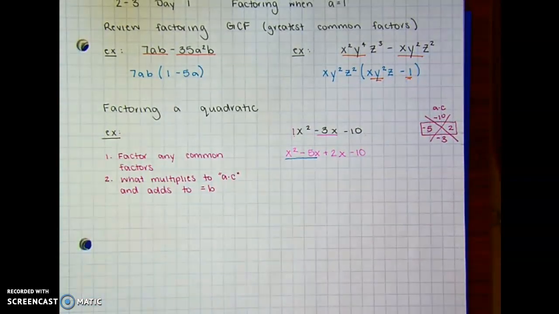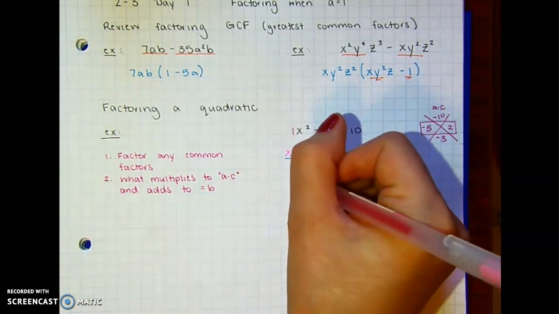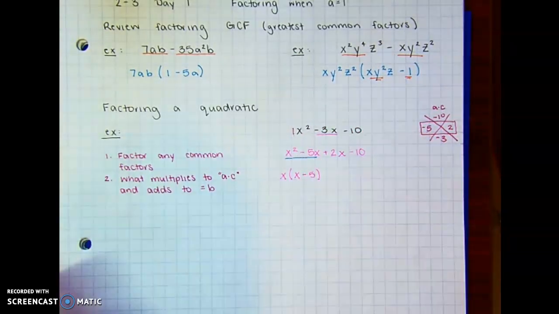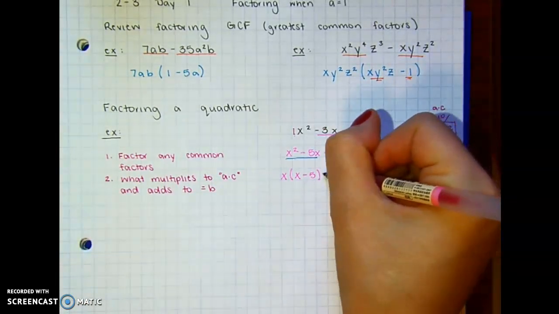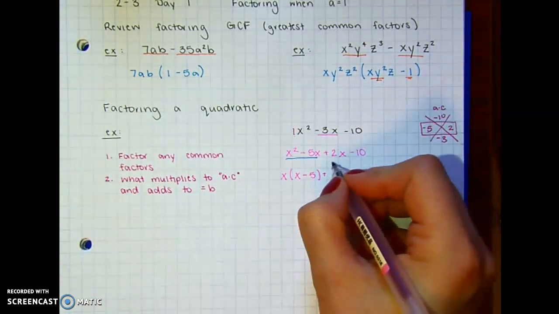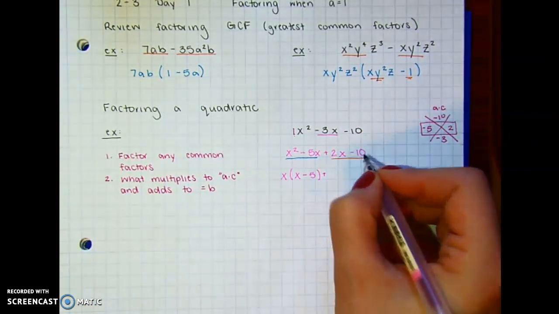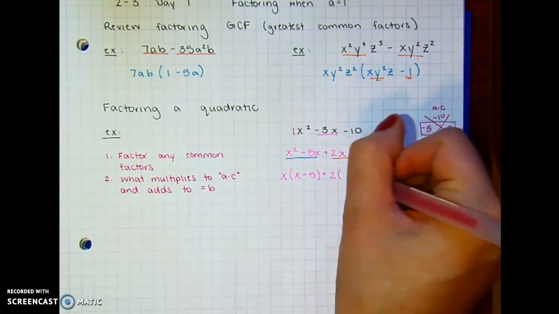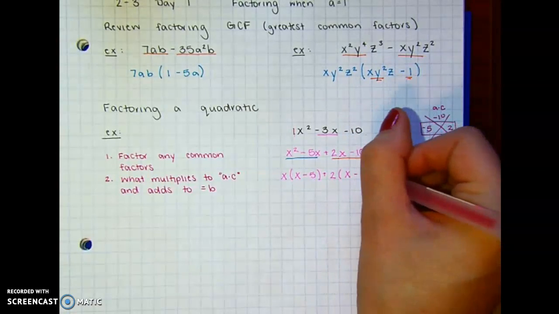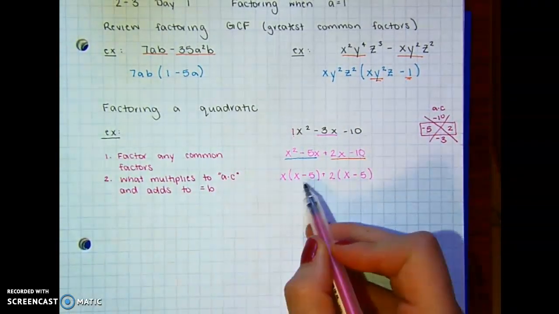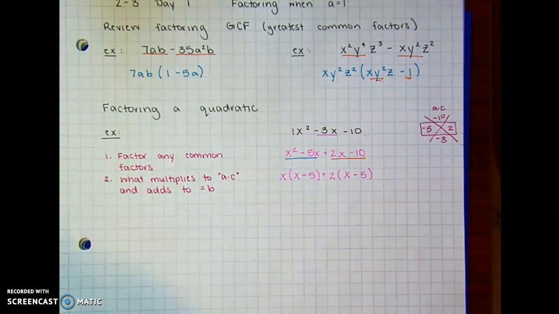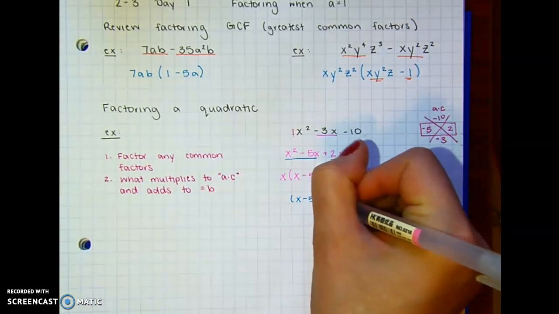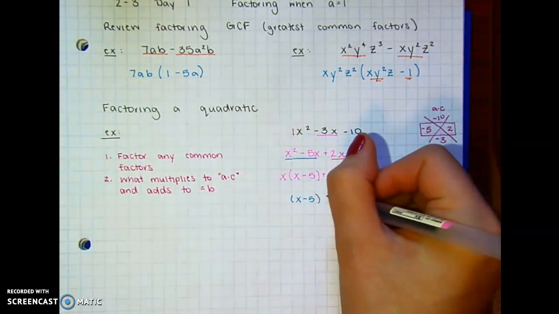So x squared and minus 5x, they're both divisible by x. And we're left with x minus 5. And then keep your plus sign and factor this. So 2x and negative 10 are both divisible by 2. And 2x divided by 2 is x. Negative 10 divided by 2 is negative 5. And then, what do these both have in common? You can factor that out. So they both have x minus 5 in common. And what are you left with? X plus 2.